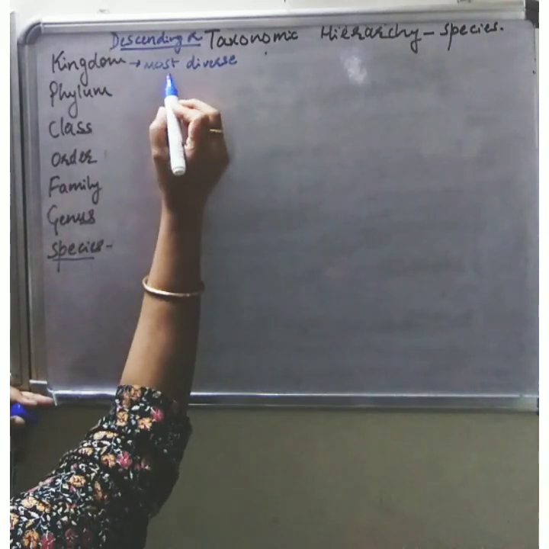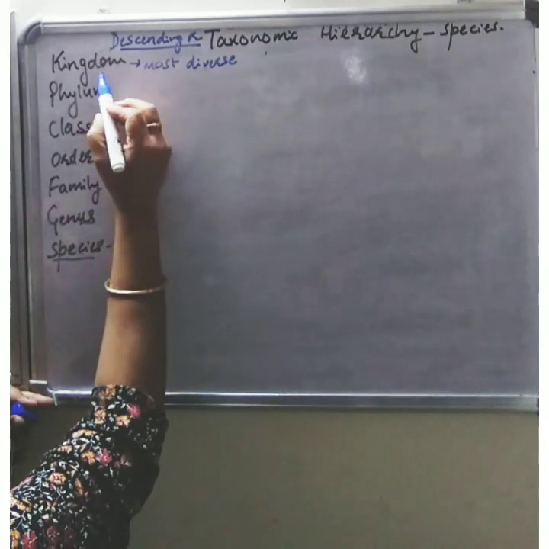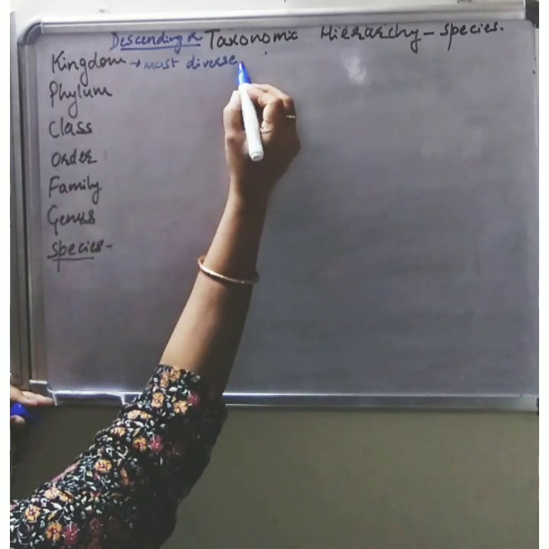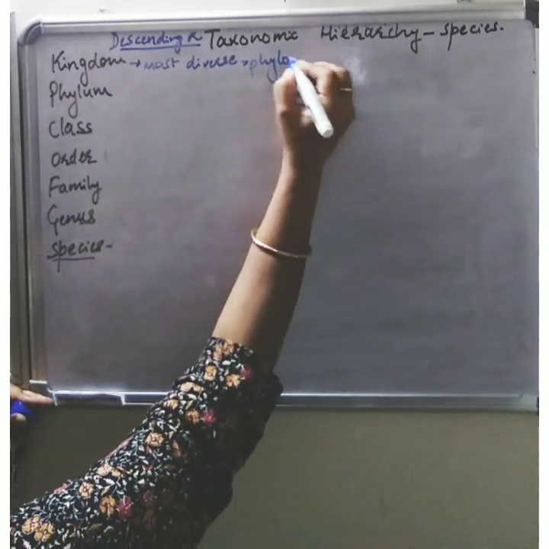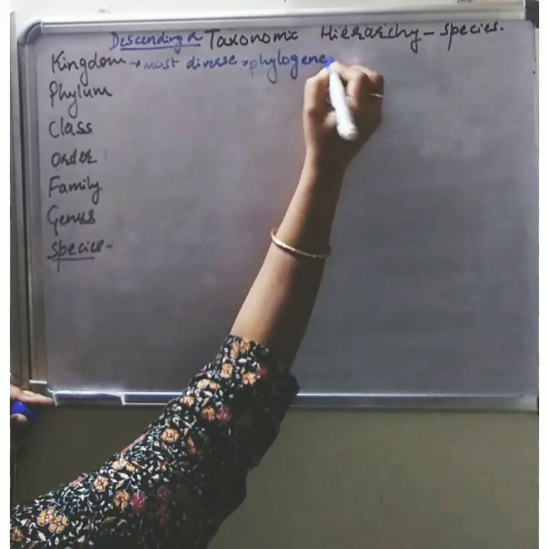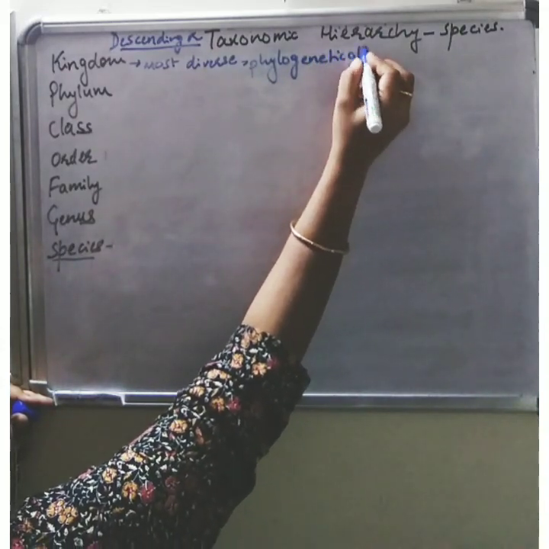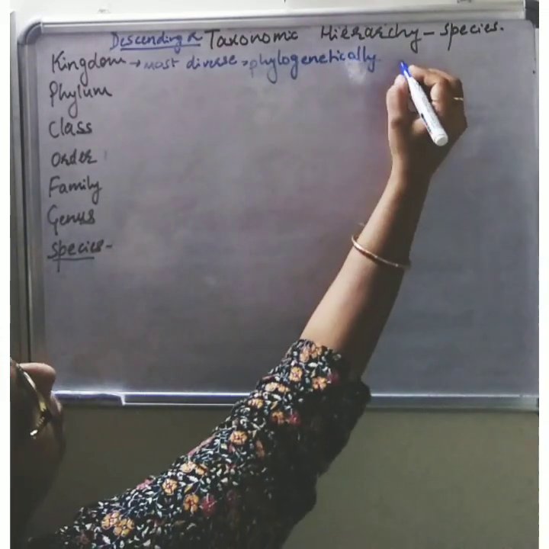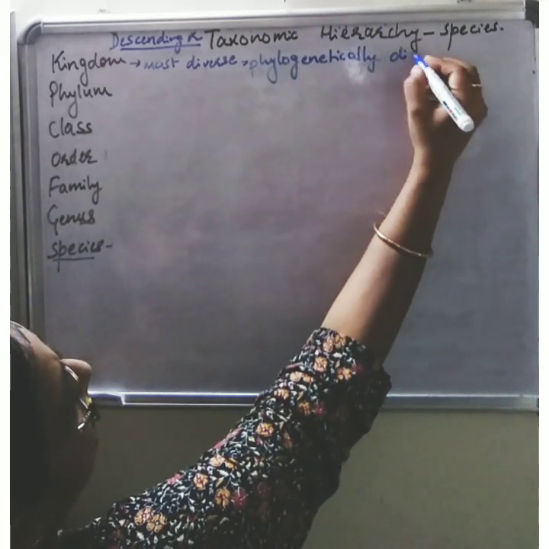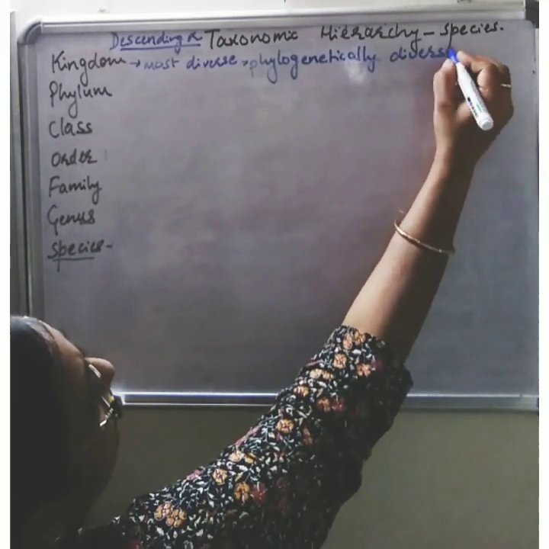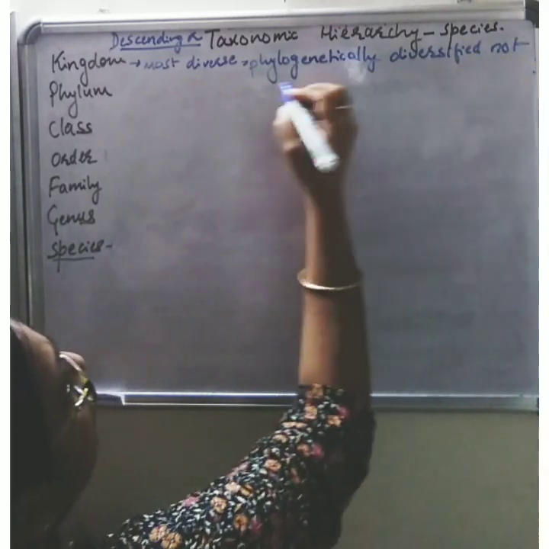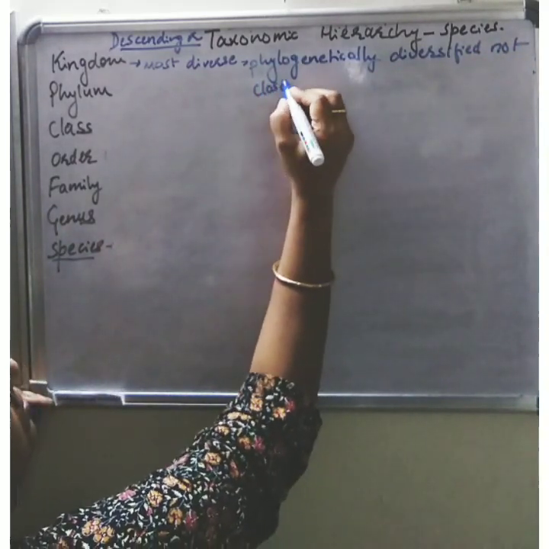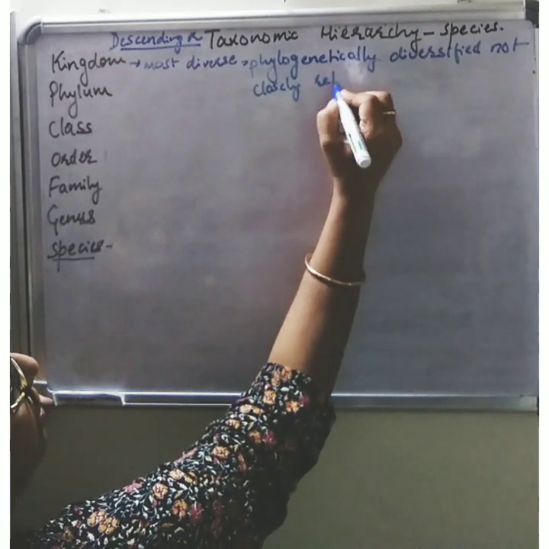All the organisms, the animals and plants of the kingdom, are phylogenetically diversified and not closely related to each other.